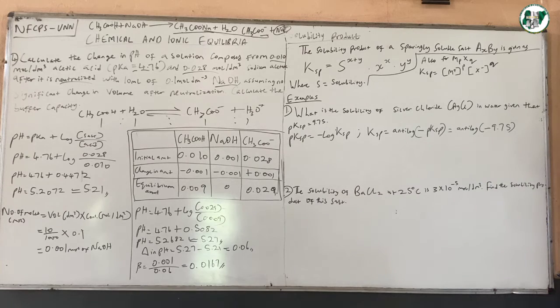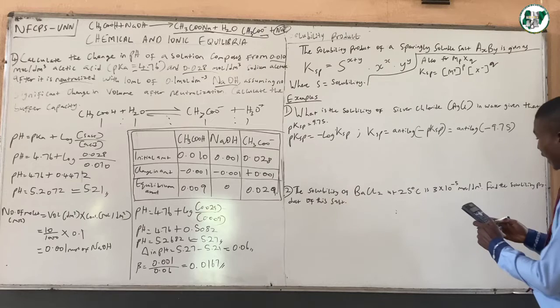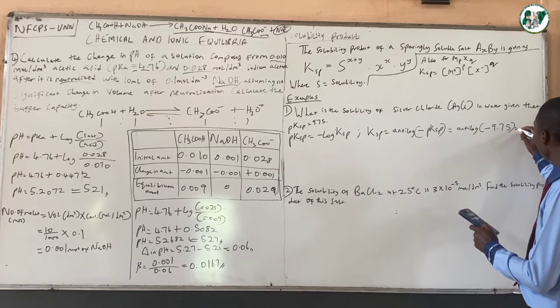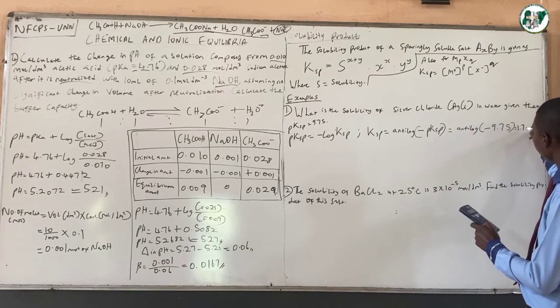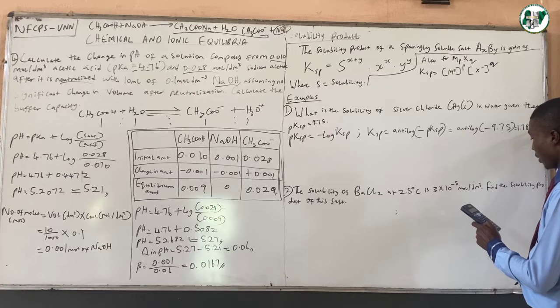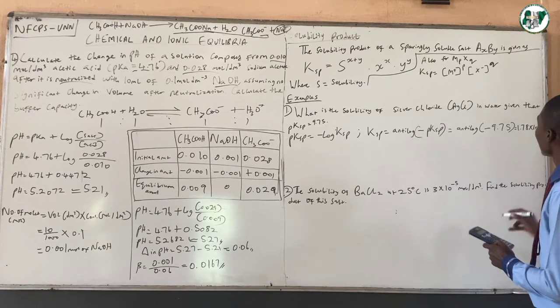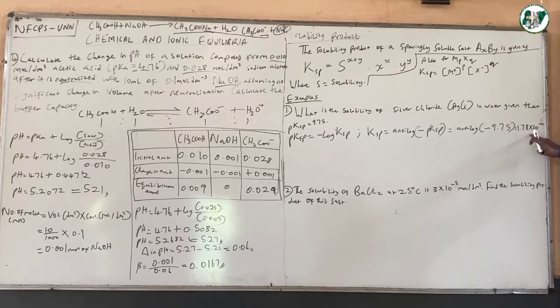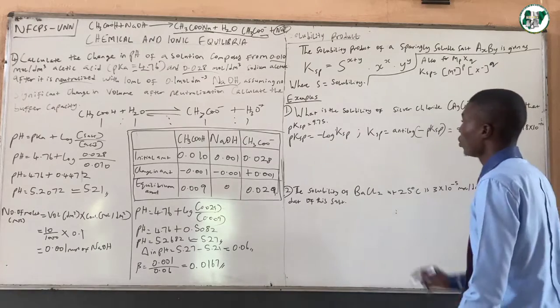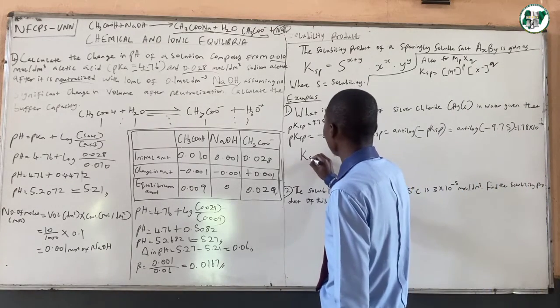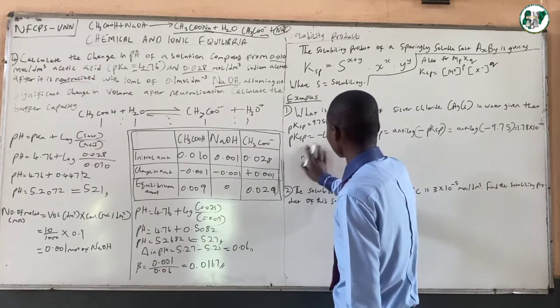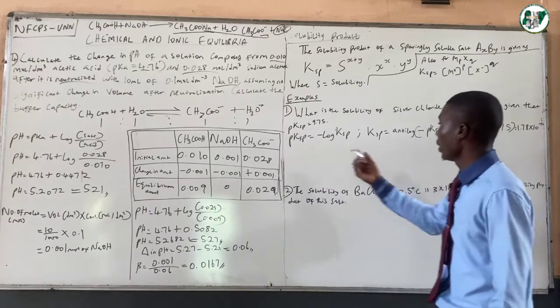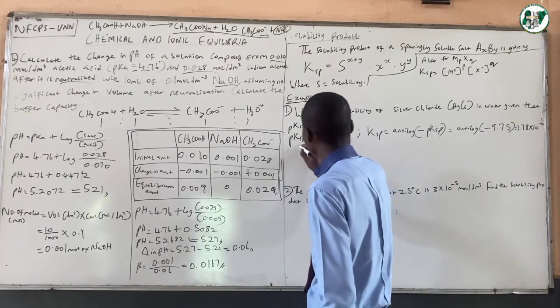Antilog of negative 9.75. So that's minus 9.75, and that's going to give us 1.78 times 10 raised to the power of minus 10. So that's our KSP. Our KSP is now 1.78 times 10 raised to the power of minus 10. And then we can now calculate for the solubility product. KSP, okay, we are now asked for solubility product, but let us write the formula for solubility product.